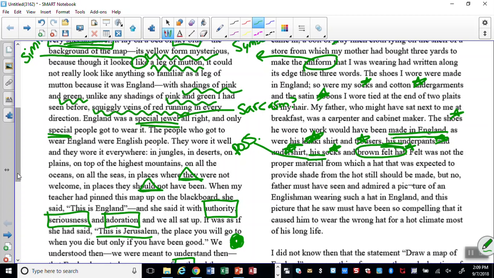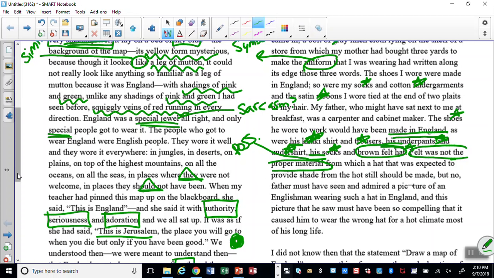All right. Felt was not the proper material from which a hat was expected to be made, to provide shade from the hot sun. So here, I'm going to go ahead and circle all of this. Actually, I'm just going to circle felt was not the proper material because I could use that as evidence. All right, for the hat. So that is misplaced, so I circled it.